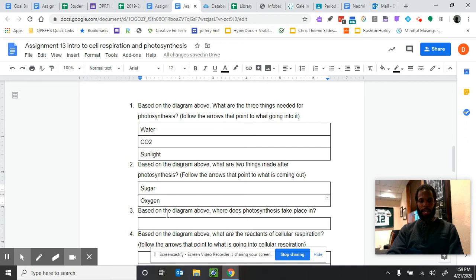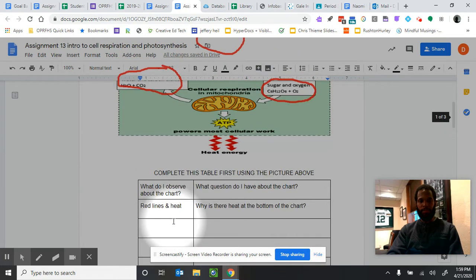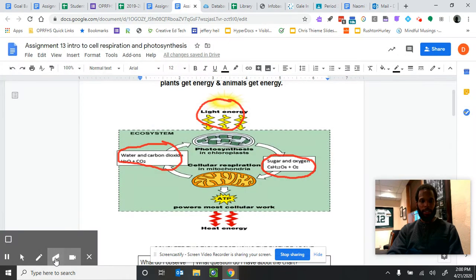Question 3, based on the diagram above, where does photosynthesis take place in? So what's the name of that shape, that green bean that photosynthesis takes place in? I'm going to erase these here, just so this doesn't get confusing. So where does photosynthesis take place?